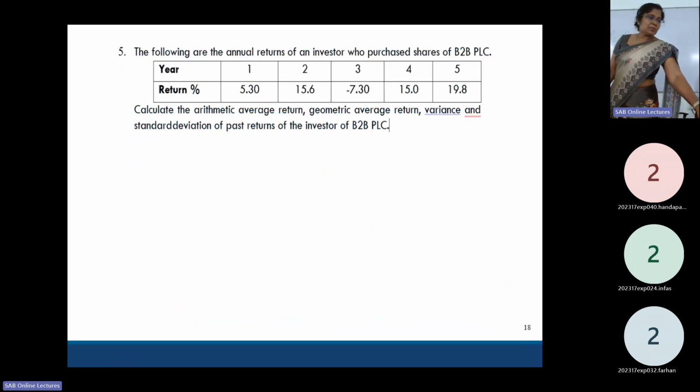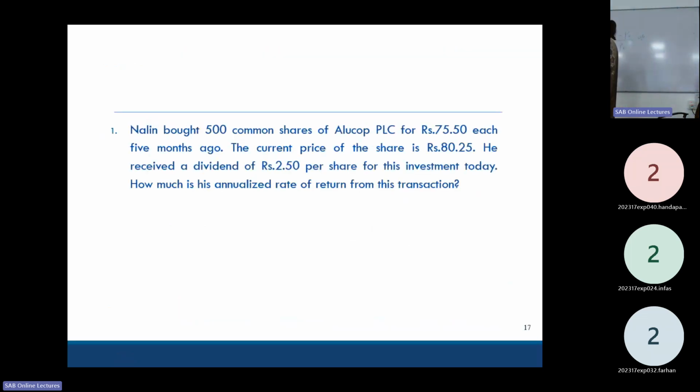Right? So let's look at this example quickly. Nalin got 500 common shares of Lanka PLC for 75.50 rupees each, 5 months ago. The current price of the share is 80.25 rupees. He received a dividend of 50 rupees per share for this investment today. How much is the annualized rate of return of this investment?